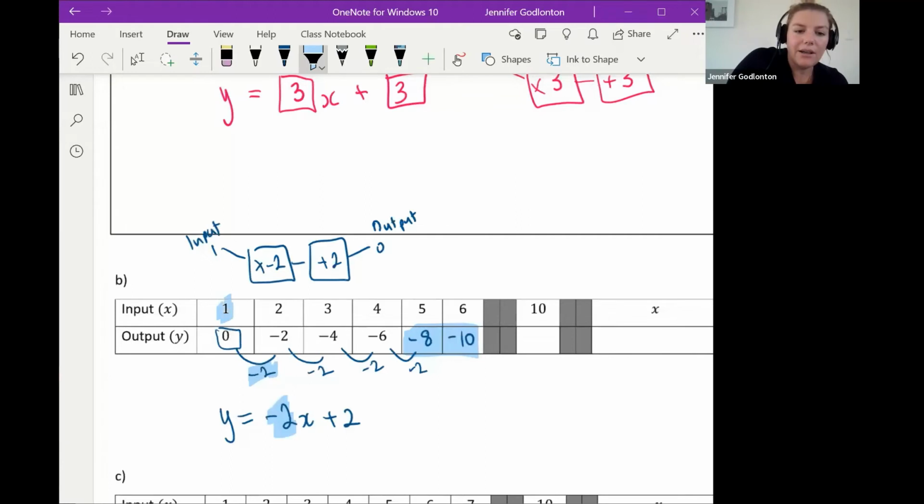And then we look at our input and our output and we say, if my input was 1, I would say -2 times 1, which is -2, and my output is 0. How do I get to 0 from -2? I need to add 2.